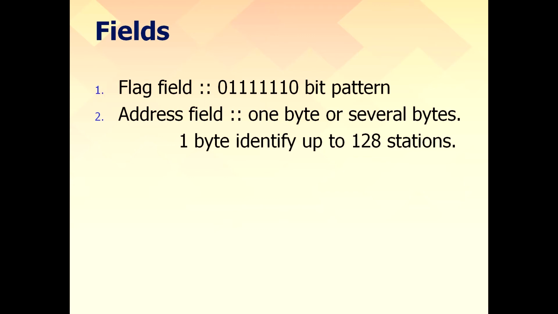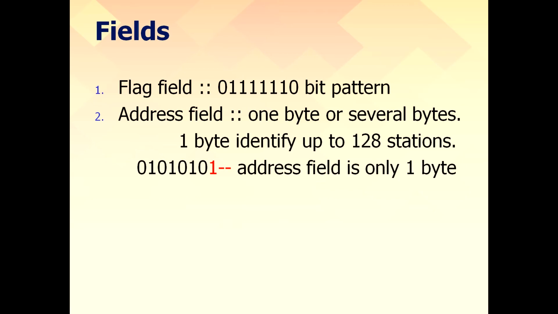An address field can identify up to 128 stations, and the address may be 1 byte or several bytes long, depending upon the needs of the network. Each and every 1 byte identifies up to 128 stations.